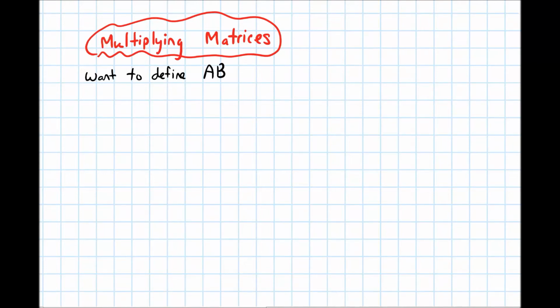In this video, we're going to talk about how we multiply two matrices. So how do we define a formula for A times B? This is going to be a little bit more complicated than adding two matrices or scaling a matrix by a real number like we saw in the last video. So I want to begin with a motivation for where the formula comes from and then look at some examples.